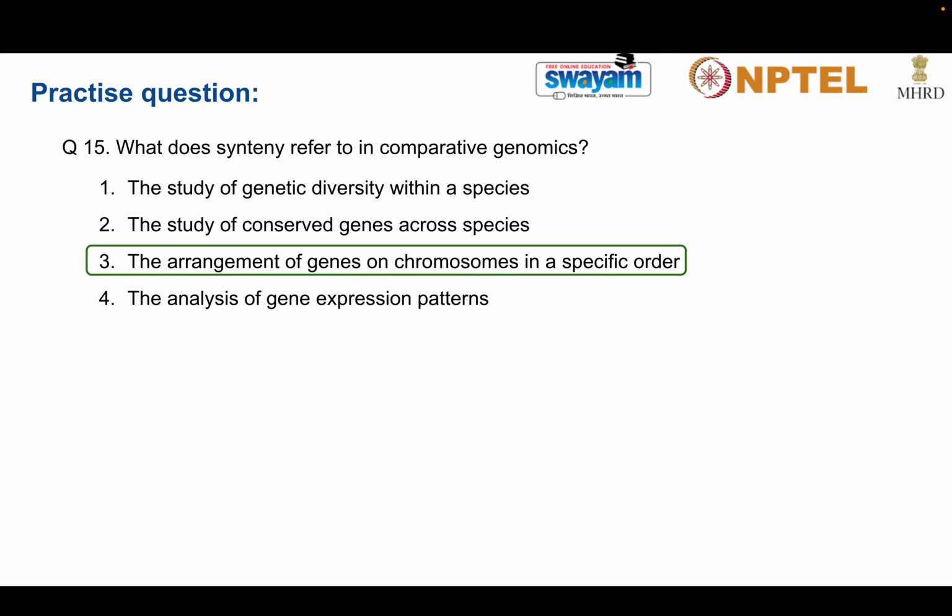But when we say conserved genes, we say that the genes which are present in mouse are also present in human. So it is also possible that 1 and 2 are present in chromosome 11 in human and 3 is present in some other chromosome. So in that case, it is not referred to as synteny. Although those genes are conserved, they are not conserved at the level of chromosomes. So when we say synteny, we are dealing with the information at the level of chromosomes and in the specific order.